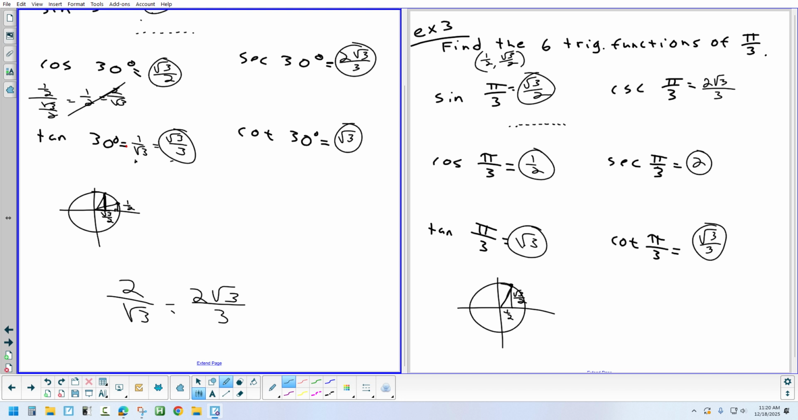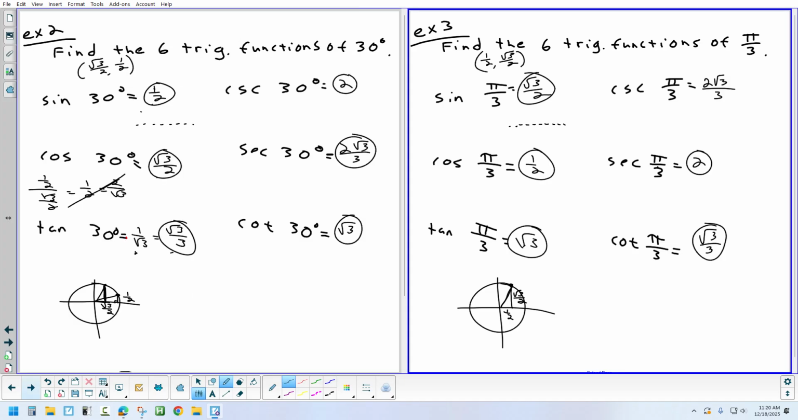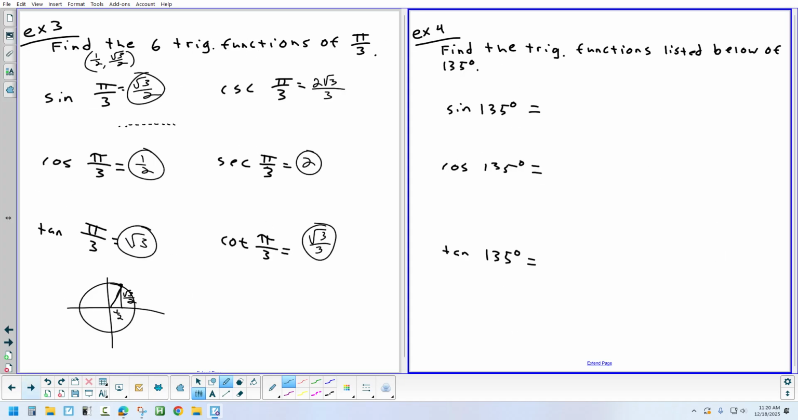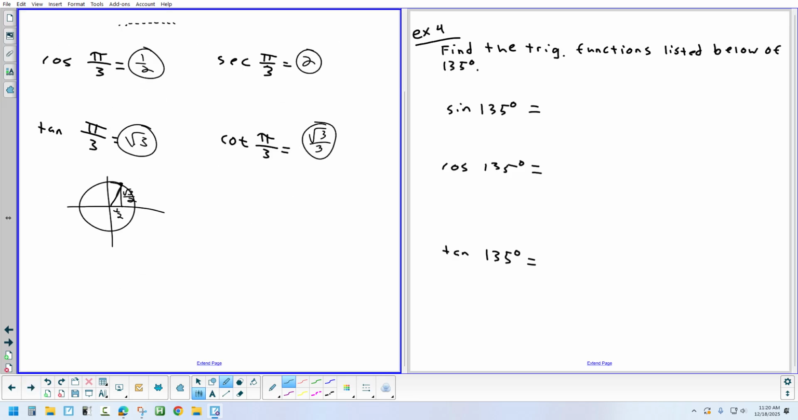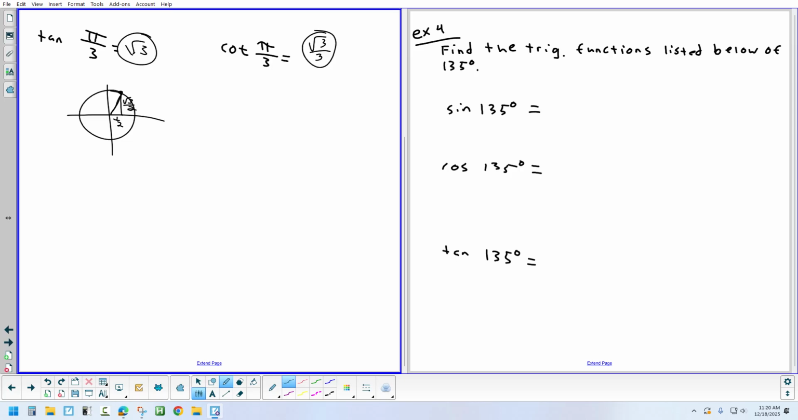All right, so that's working with the 30, the 60, and the 45. Well, if we can work with those, we can do 135 as well, very easily. So find the trig functions listed above for 135. So think about 135.